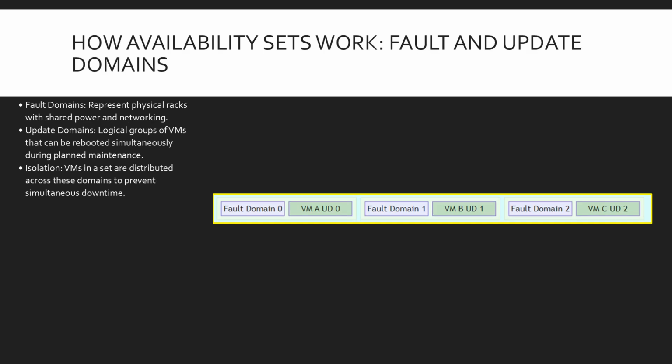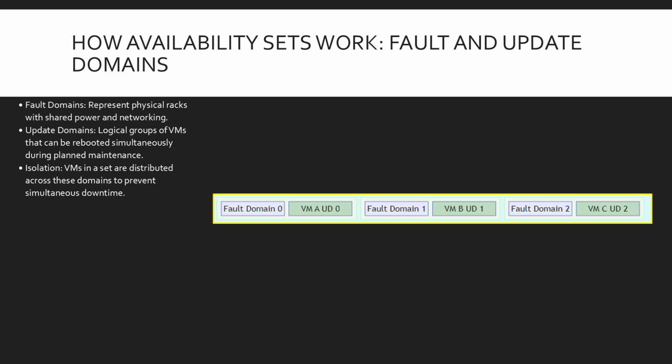To understand how availability sets protect you, we must look at fault domains and update domains. When you place VMs in an availability set, Azure distributes them across multiple isolated hardware nodes. A fault domain is essentially a rack of servers with shared power and networking. If the rack fails, only the VMs in that specific fault domain are affected. Update domains, on the other hand, separate VMs for planned maintenance. Azure will never reboot VMs in different update domains at the same time. This ensures that at least one instance of your application is always running, protecting you against both physical failures and software patching.